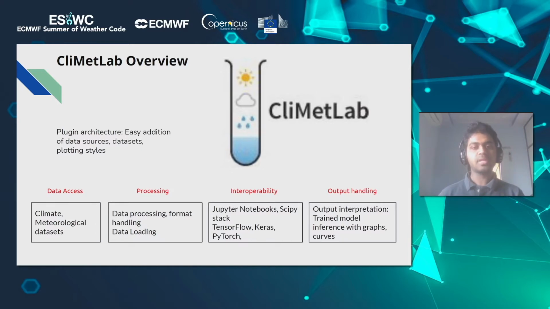And once you have trained this model and you get the outputs, you need to have good interpretation of this output. So we also plan to add output interpretation functionalities, which are the different graphs and curves that we get during the training of the models. CliMetLab is mainly built with a plugin architecture, which allows easy addition of data sources, data sets, and plugin styles. So one part of my project was the addition of an Intake plugin, which was really helpful due to having this very flexible plugin architecture. Next slide, please.